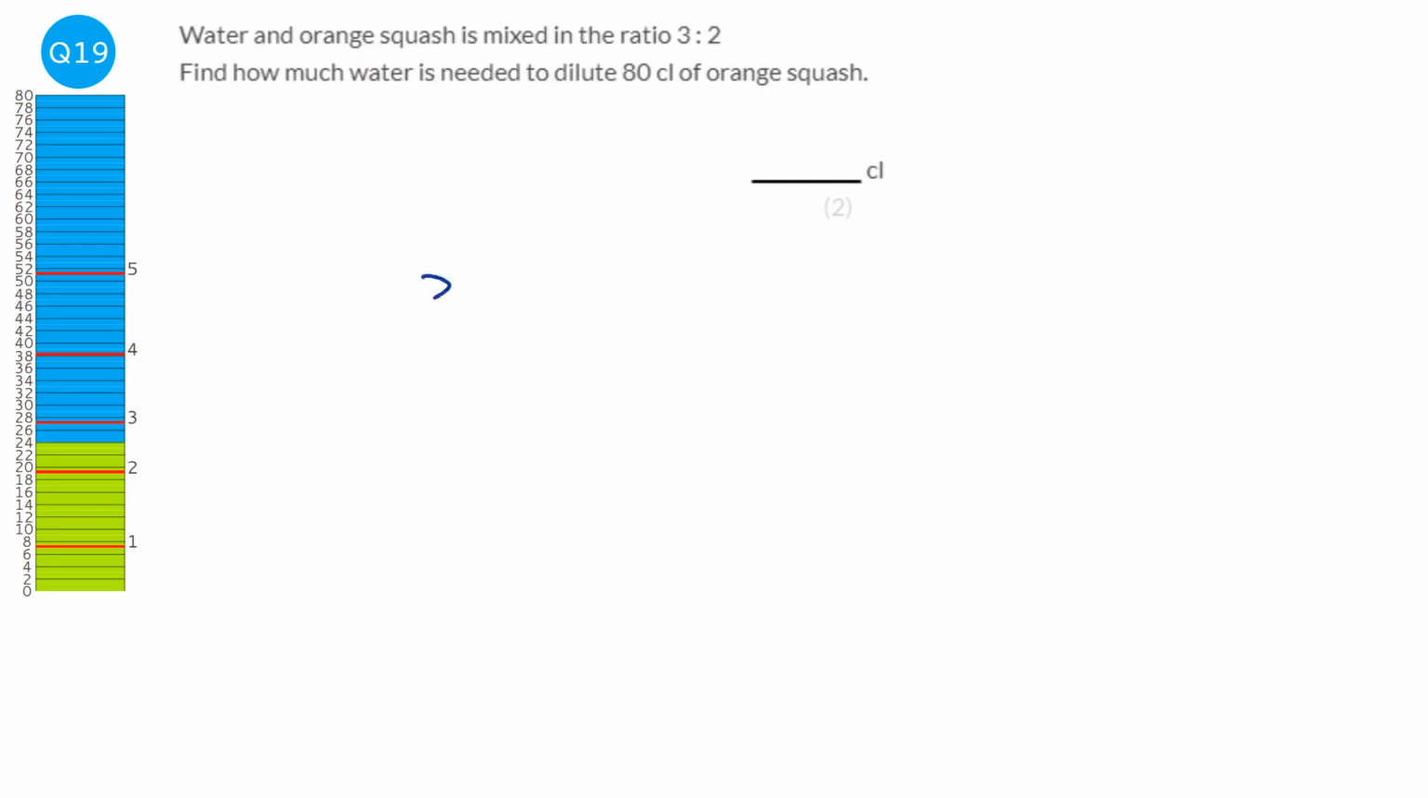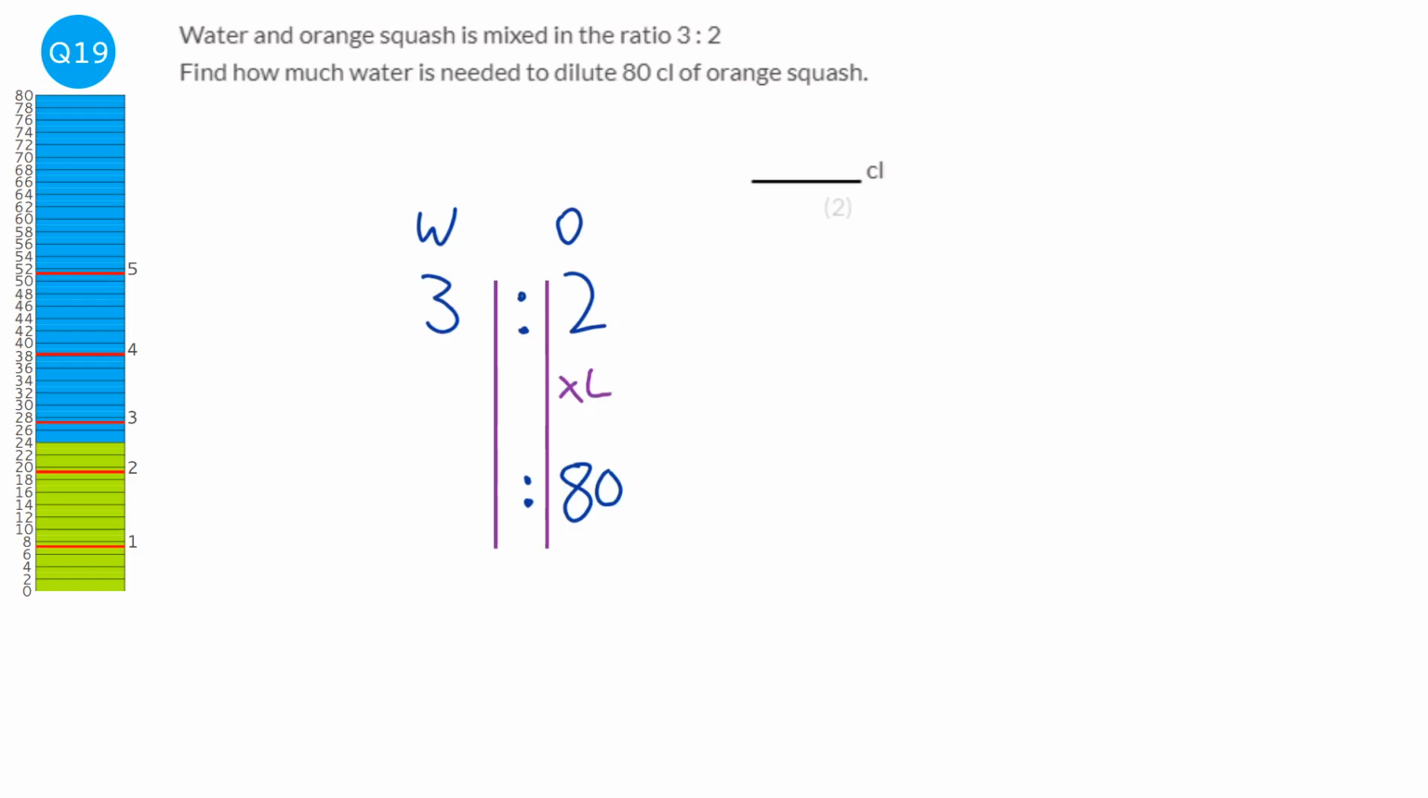So water to orange is 3 to 2. We've got water here and we've got orange squash here. And we're told that we've got 80 centilitres of orange. So we've got 80 here. And we're asked to find the amount of water required. So what we do is we figure out how to get from 2 to 80. Well, we're going to times by 40.